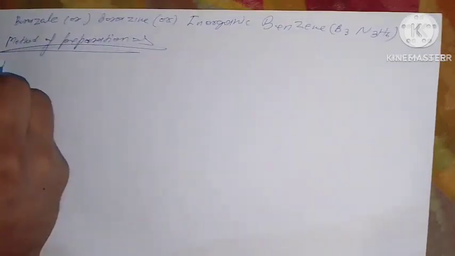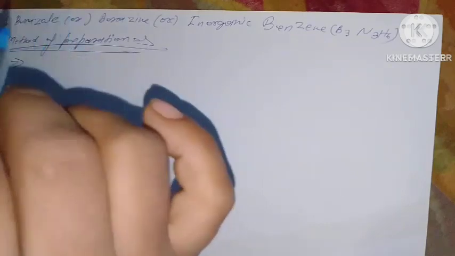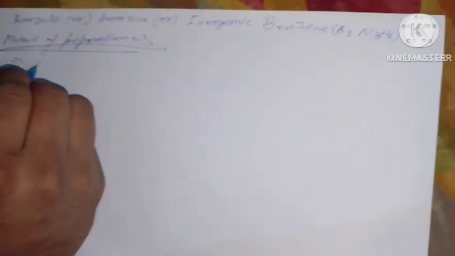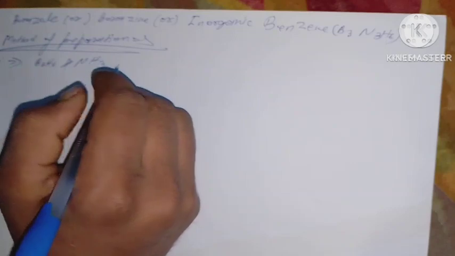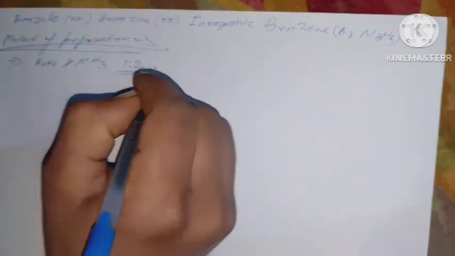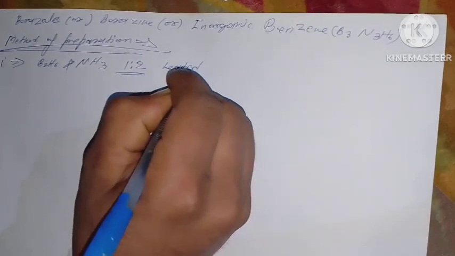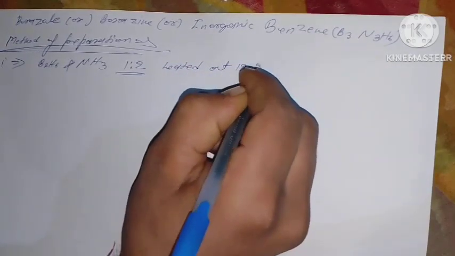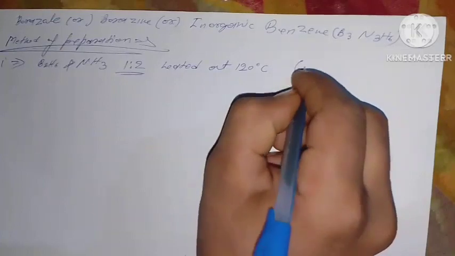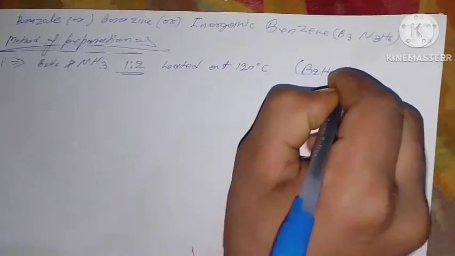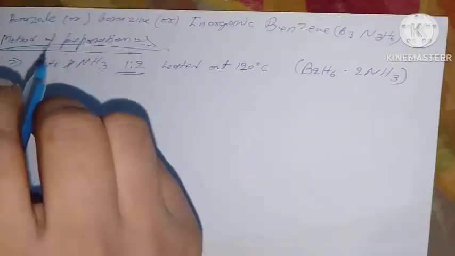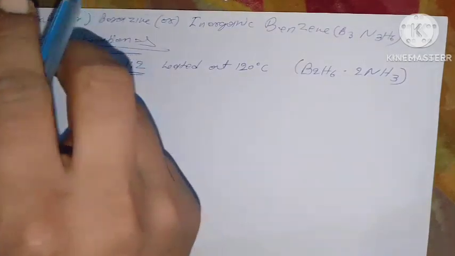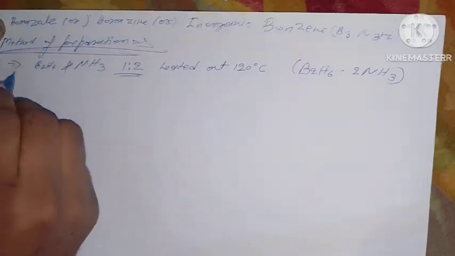Okay, method of preparation. First point, when diborane B2H6 and ammonia NH3 in the ratio 1:2 are heated at 120 degrees Celsius, the adduct B2H6 into 2NH3 is obtained. Okay, this adduct decomposes to give borazole at 200 degrees Celsius.